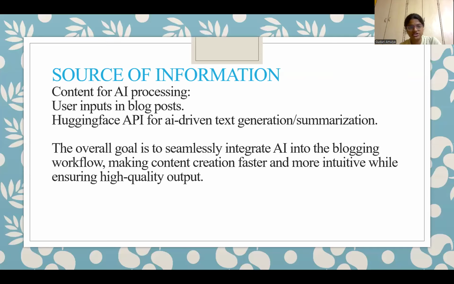The source of information. So the content for AI processing, the user inputs in the blog post, and we are using Hugging Face API for AI-driven text generation and summarization. So the overall goal is to seamlessly integrate AI into our blogging workflow, making content creation faster and more intuitive while ensuring high quality output being generated.